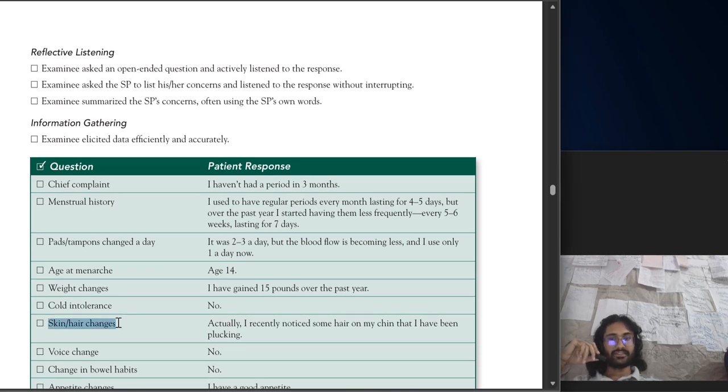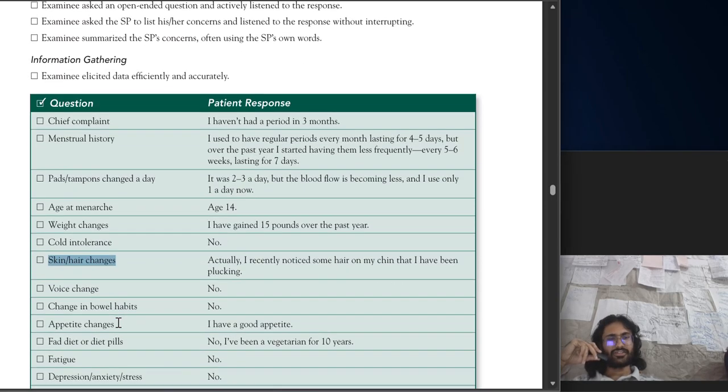Skin or hair changes: any kind of rash or purpura or any unusual thing the patient has noticed in recent days on her skin. It can be anywhere in the body. So actually, I recently noticed some hair on my chin. Now that's a good point.